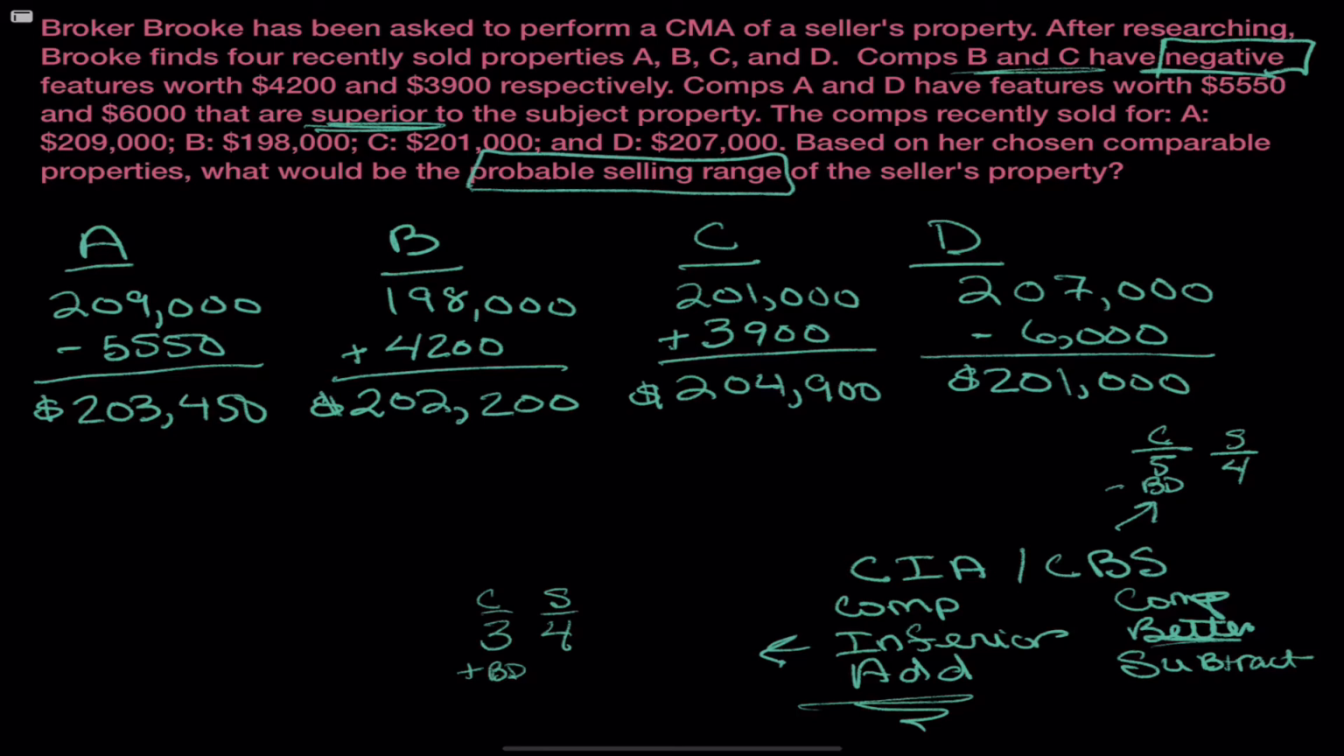So we're looking for the probable selling range. We want to go from the low to high. So our lowest number is here. So our range would be from $201,000, and then our highest number is this $204,900. So that's going to be $204,900.